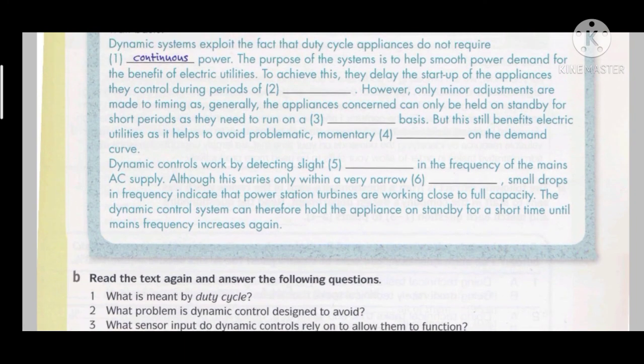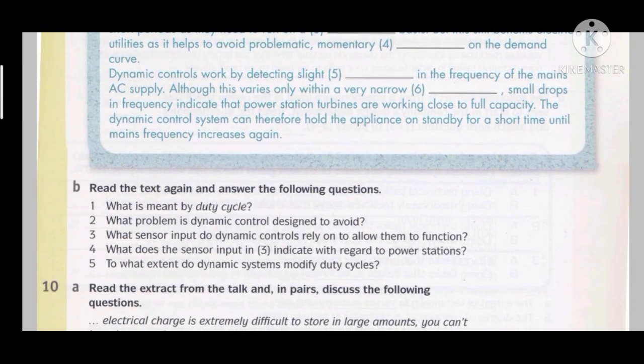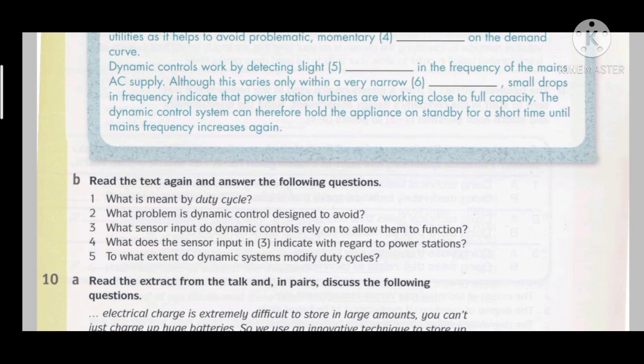We have it here. Dynamic controls work by detecting slight fluctuation in the frequency of the mains AC supply. So this is the sensor. It is the frequency of the AC supply.